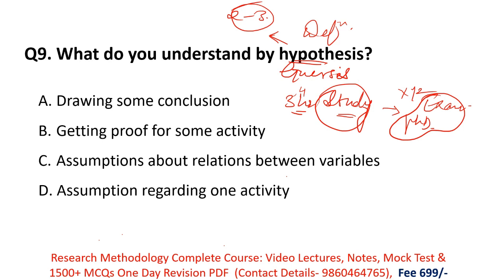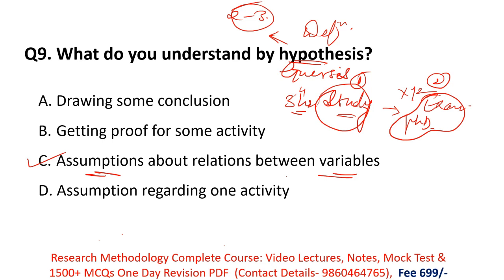I'm assuming the relation between these two variables, study and the PhD entrance examination: how my study hours relate to the PhD entrance examination. So hypothesis means an assumption about relations between variables. Here option C is the right answer, the correct definition of hypothesis. We'll see the incorrect options as well.